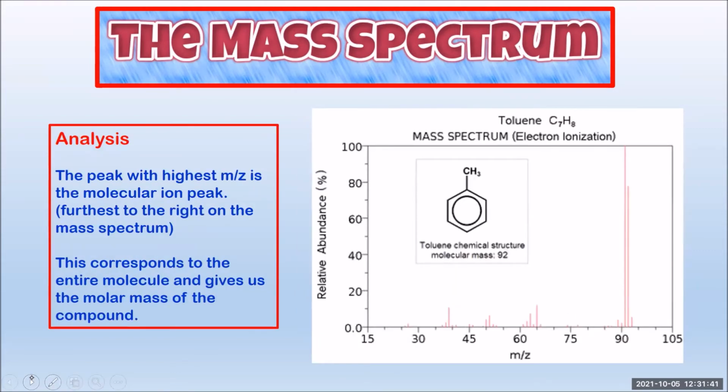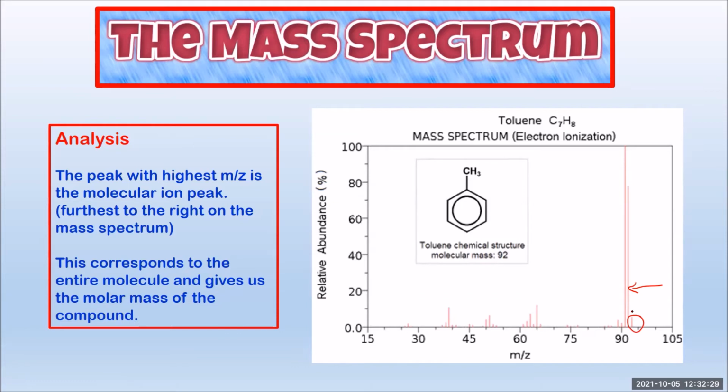A really useful piece of information we get from the mass spectrum is the molar mass of the compound. This is determined from the peak that's furthest to the right. There might be a tiny peak just to its right that's caused by carbon-13 isotopes, but this tiny peak can be ignored. The peak that's furthest to the right is called the molecular ion peak, and it corresponds to the mass of the entire molecule.